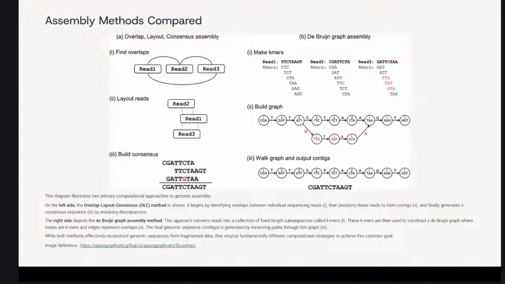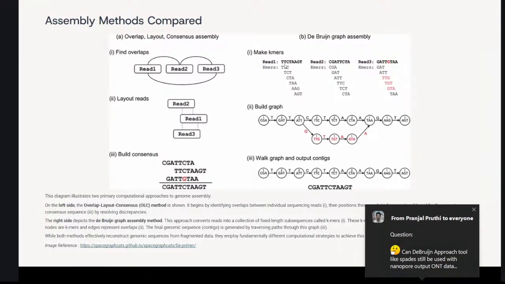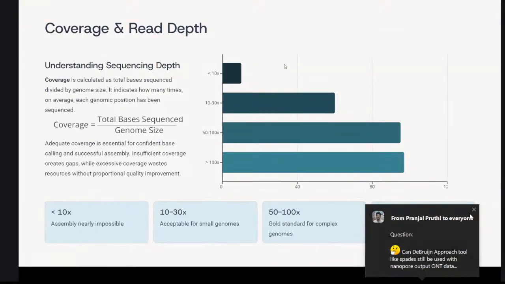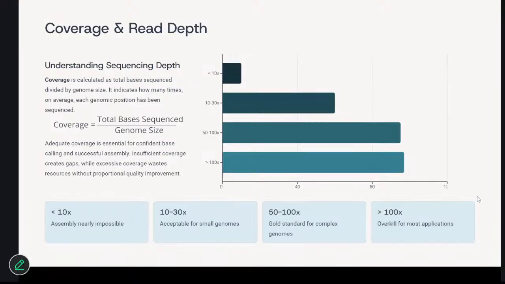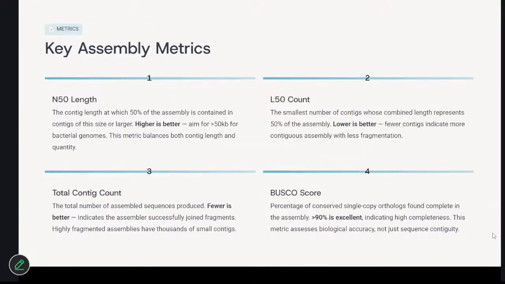So now we'll take the lunch break and join again, and we'll discuss more about the assembly methods and what coverage and read depth are. Then we will discuss the key metrics of the assembly.